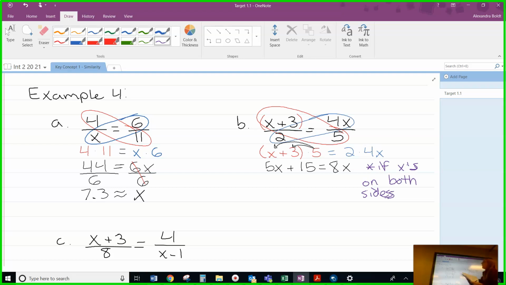If you have x's on both sides, then you want to get rid of one of them.